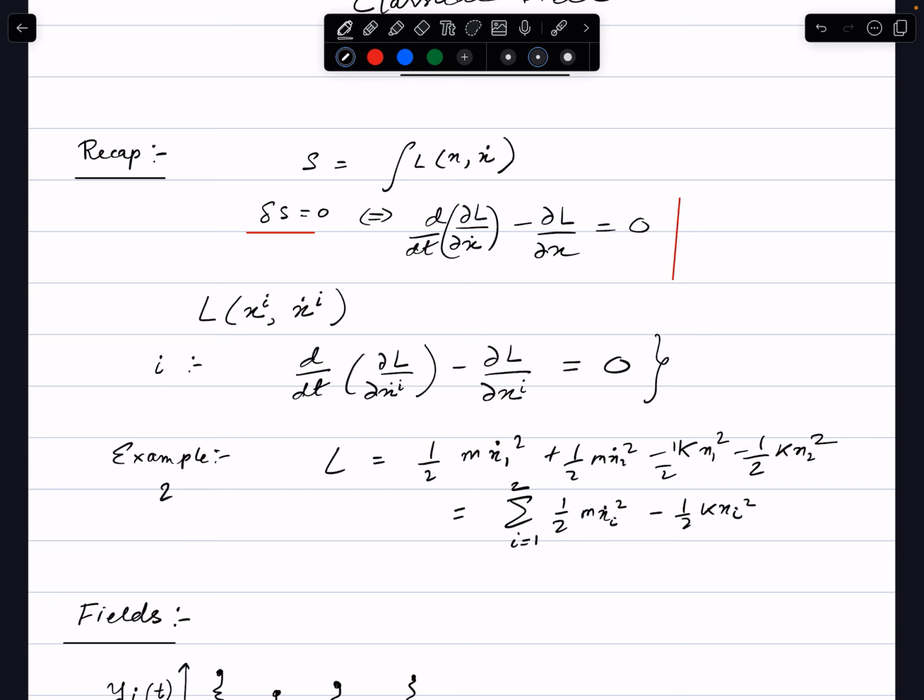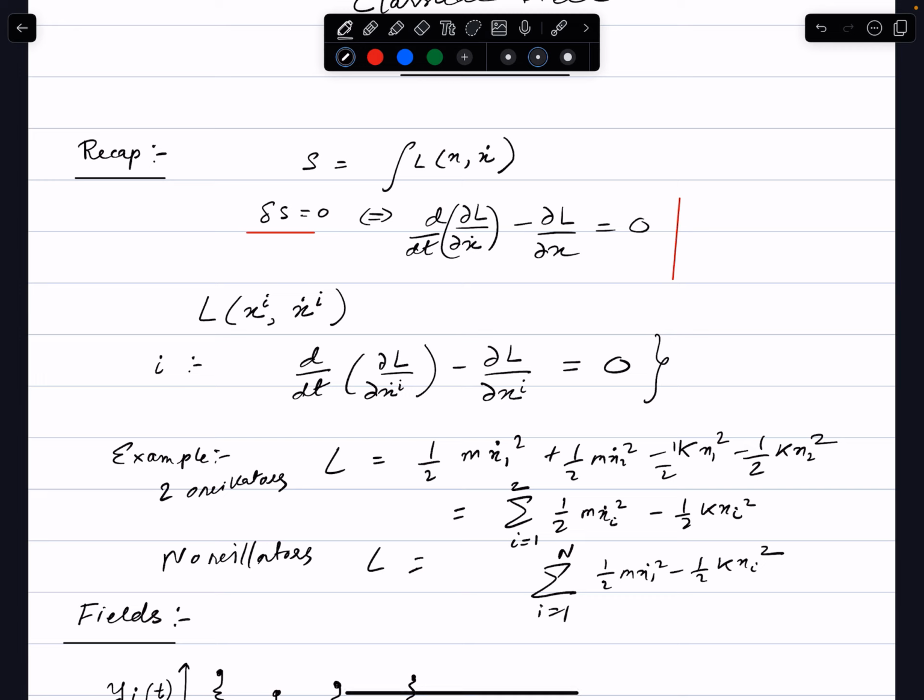And if I have these two oscillators, I could have n oscillators, and then I would write this in the same form: sum over i from 1 to n of half m xi dot squared minus half k xi squared. And then these are just uncoupled oscillators. If I plug in Lagrange's equation for each value of i, I will get basically the same equation of motion, which is m xi double dot plus k xi equals 0.